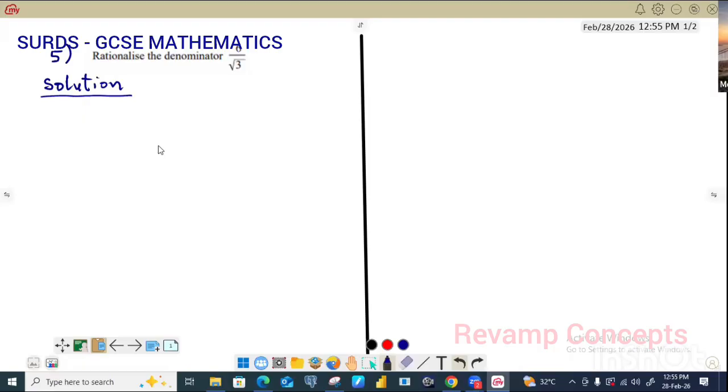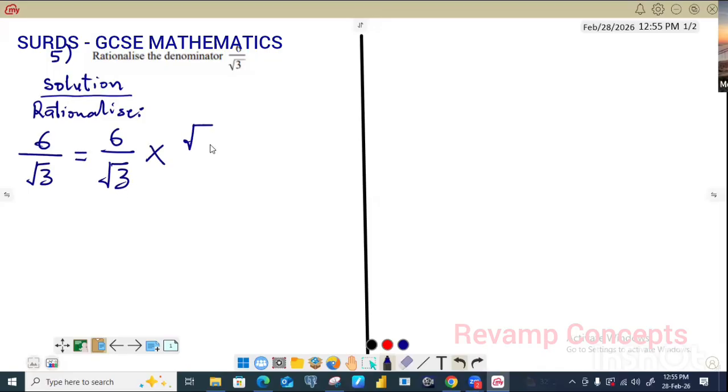That is the next example we are going to treat, but let's look at this one first. To rationalize this term given here, you express 6 over root 3 as 6 over root 3 multiplied by root 3 over root 3. This is how you rationalize. Are you following? Yes, sir.